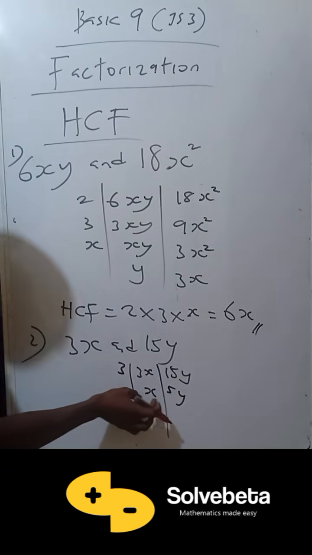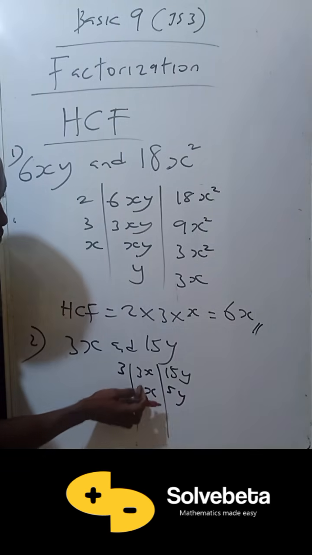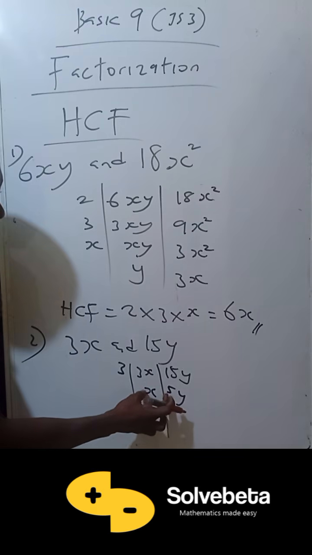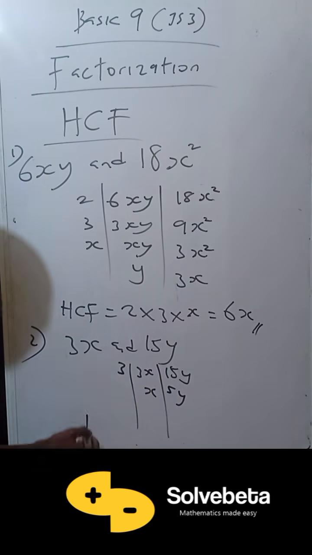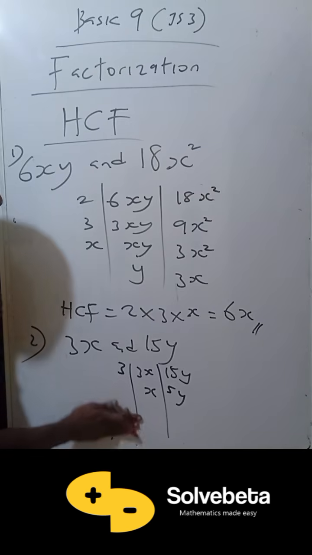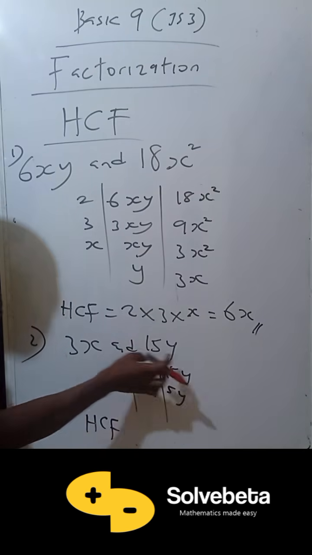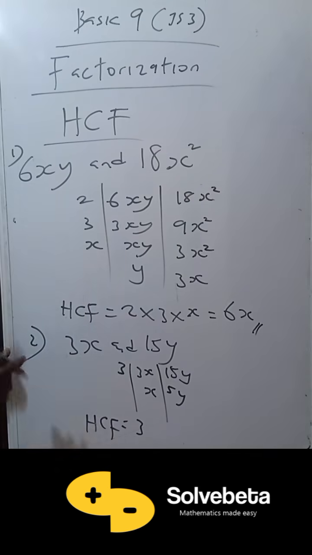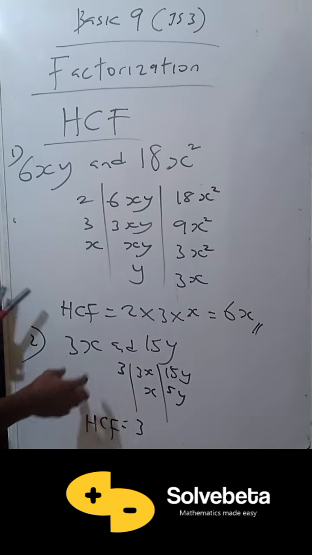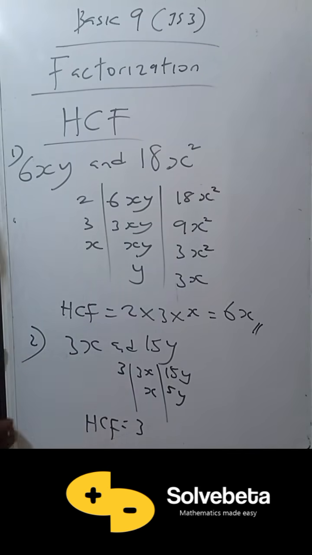So is there anything that can divide x and 5y? This is 1 and 5. Nothing can divide 1 and 5. This is x and y. Nothing can divide. So our HCF is just 3 here. 3 is the biggest term that can divide both 3x and 15y. There's no number apart from 3 that can divide 3x and 15y. So that's the HCF.